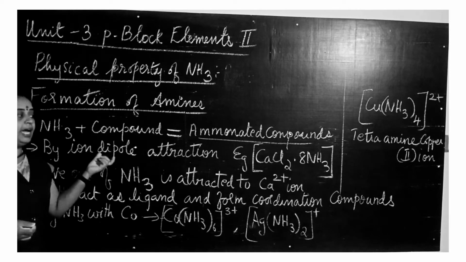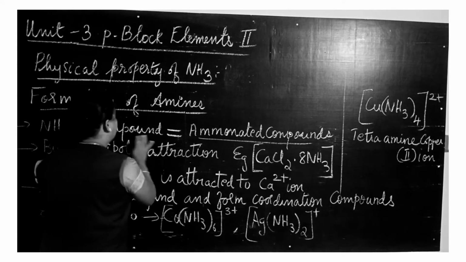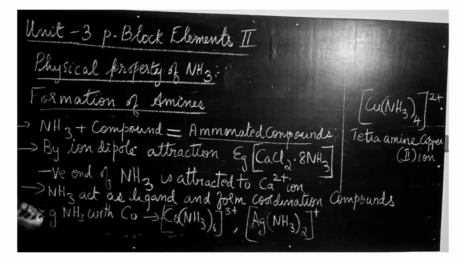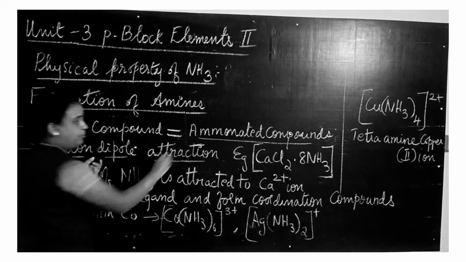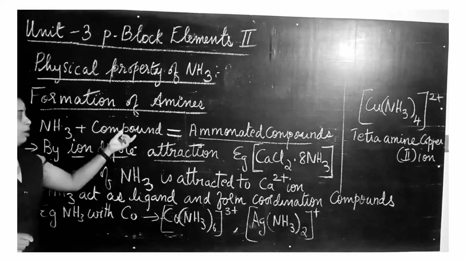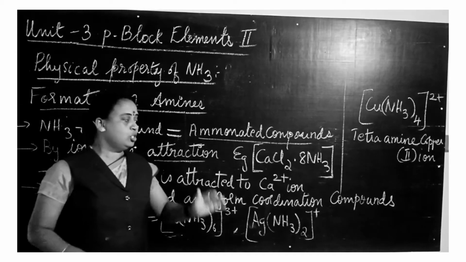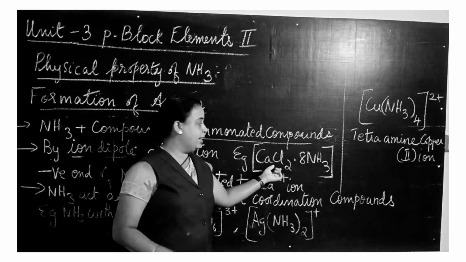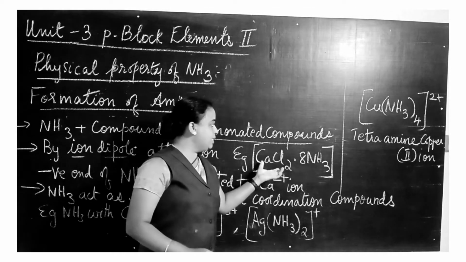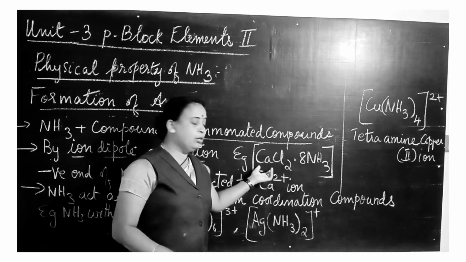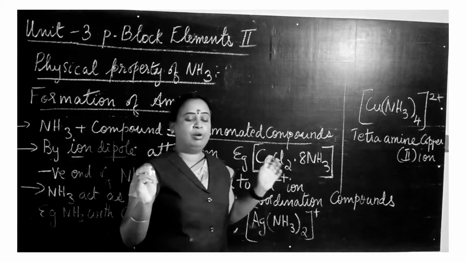An ion-dipole attraction takes place between the ammonia and the compound. This type of attraction exists between the compound and the ammonia, and as a result it forms an ammoniated compound. One example is calcium chloride with 8 ammonia, CaCl2·8NH3. So this is an ammoniated compound. Calcium chloride is being attracted to the 8 ammonia molecules.